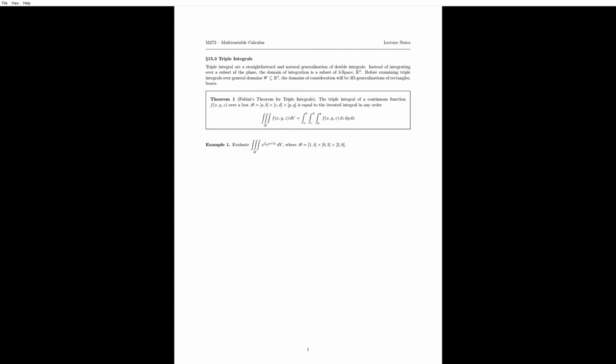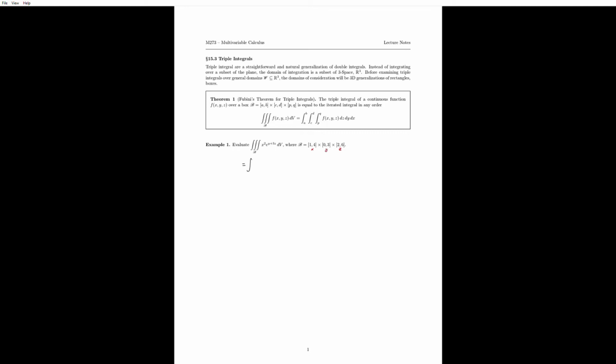So if we take a look here, example 1: evaluate this triple integral of x squared e to the y plus 3z dV over the box B, where, again, this is our range for x, y, and z. Then we can just set this up as the following.